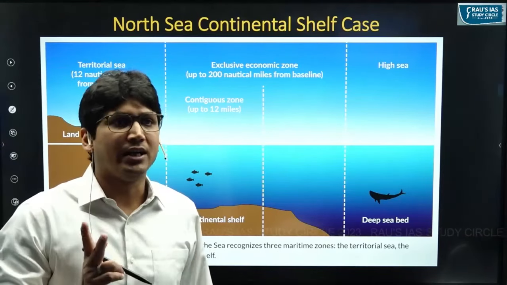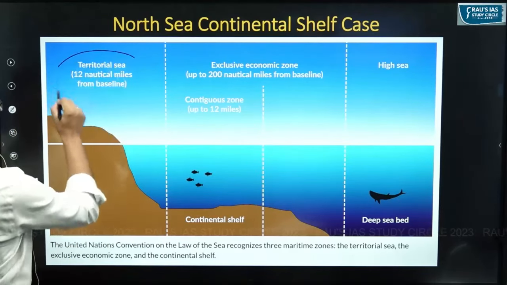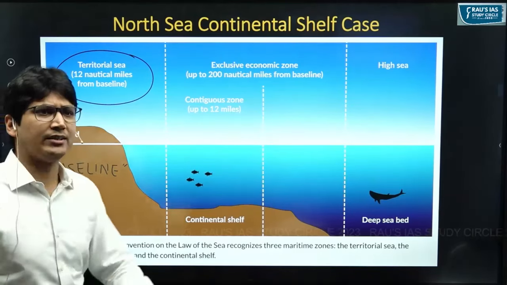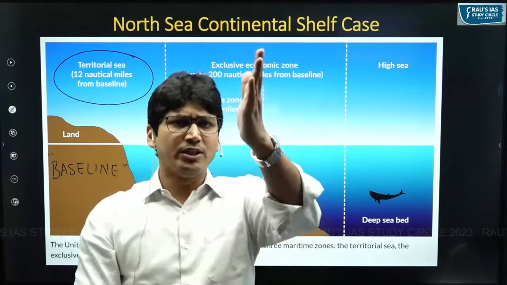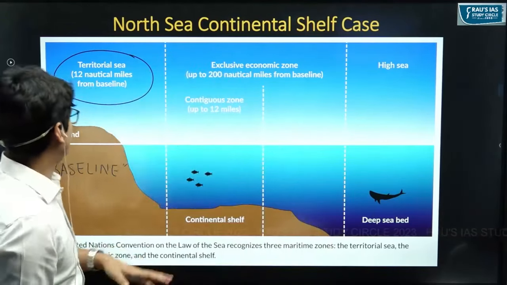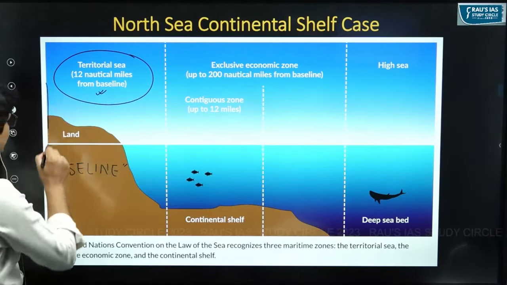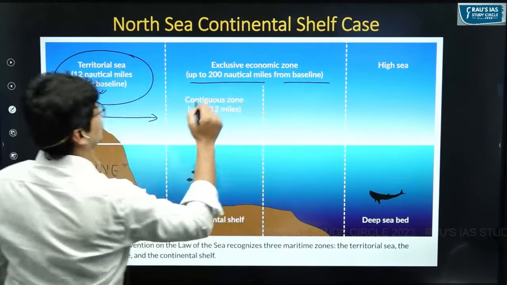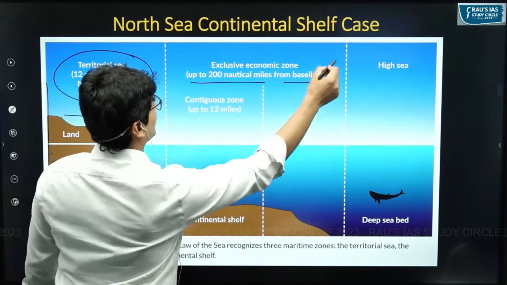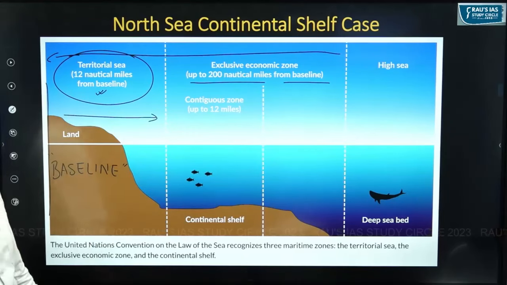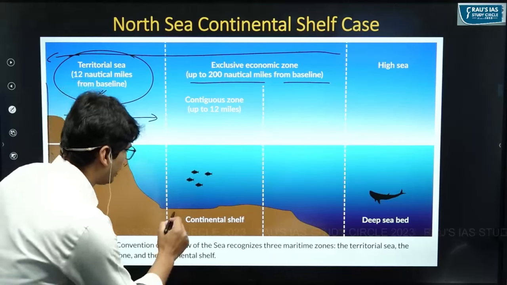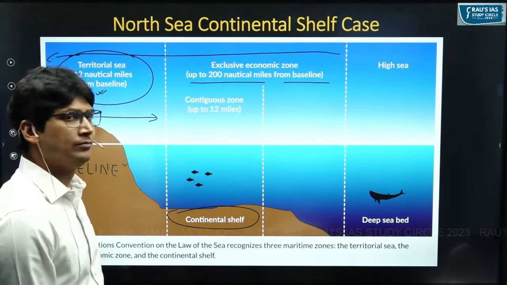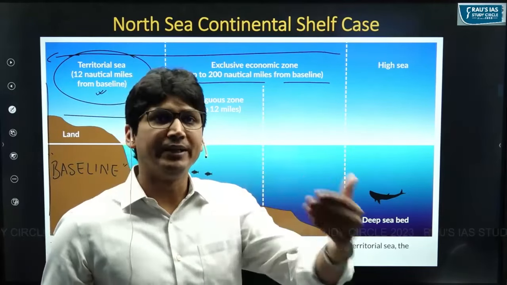Here are two more things which you need to understand: the term territorial sea, and the term baseline. In layman's terms, you can understand it as an average line taken with respect to the shore or where the continent ends. So territorial sea is 12 nautical miles from the baseline. Exclusive economic zone is up to 200 nautical miles from the baseline. In between there are contiguous zones and then there are high seas. Now look here, continental shelf. So that part can be or was claimed.